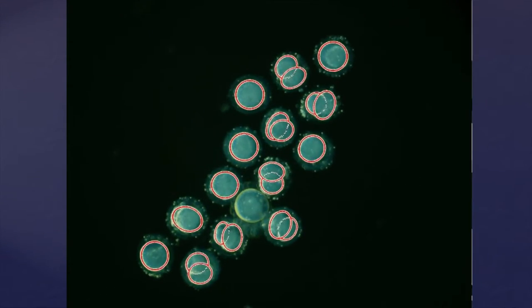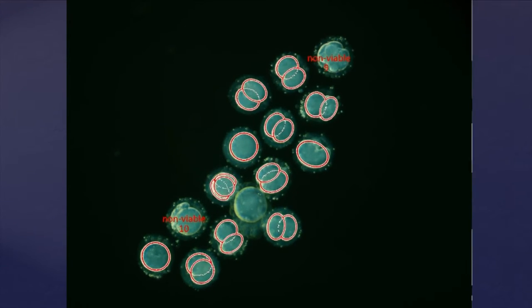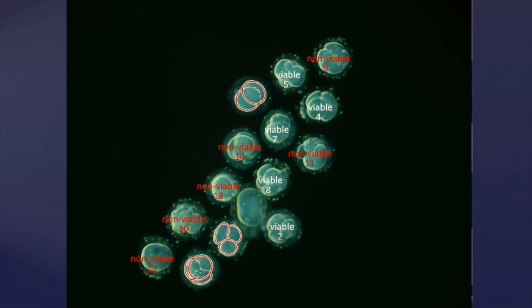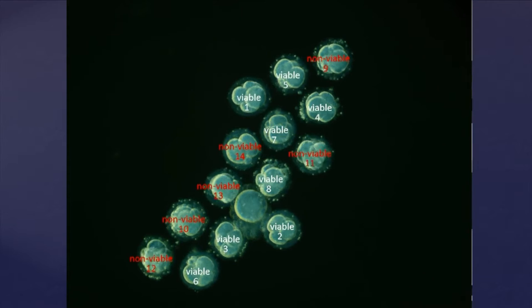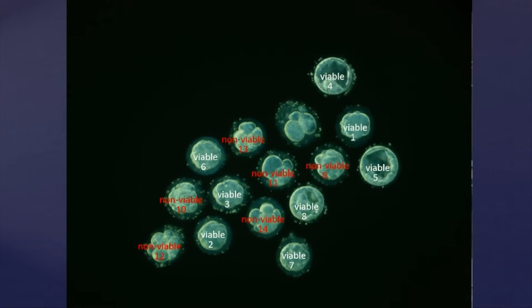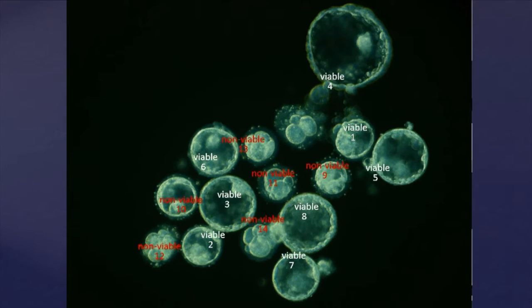This movie is similar, but you should notice one difference, or 2 differences. First, we see these circles, and we generated computer programs that could determine whether or not an embryo was likely to be viable or non-viable. And ultimately, this technology was brought to the clinic.